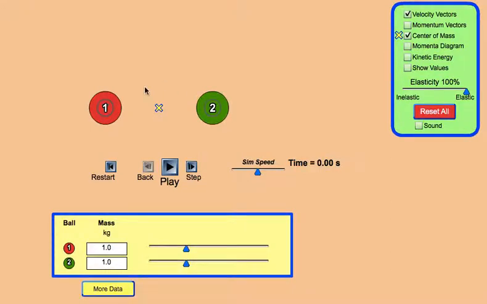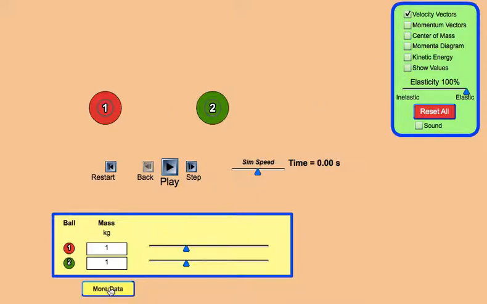But if I change this so that the green ball has more mass, the center of mass moves towards it. In fact, if the green one has twice as much mass as the red one, this distance would be 1/3 and this distance would be 2/3 of the whole distance, because it'd be twice as close to this one. But whoa, look at that. All right, anyway, so we'll go back to 1 and 1. Hopefully that makes sense.